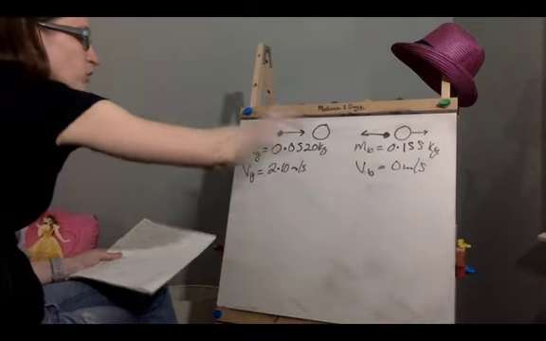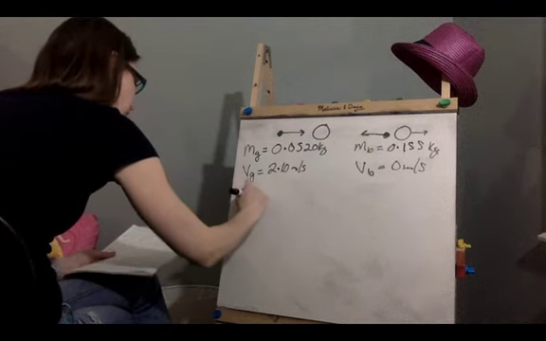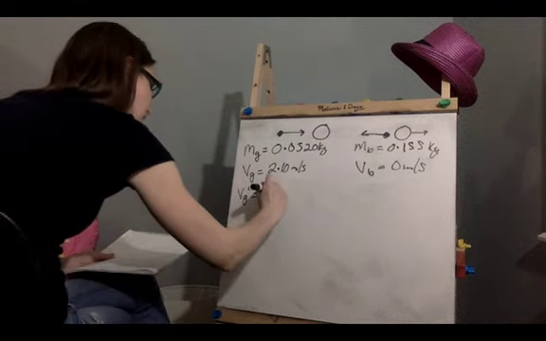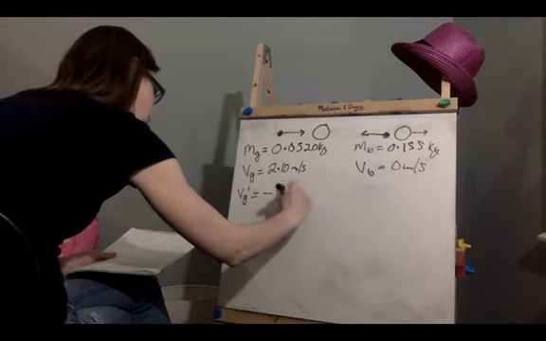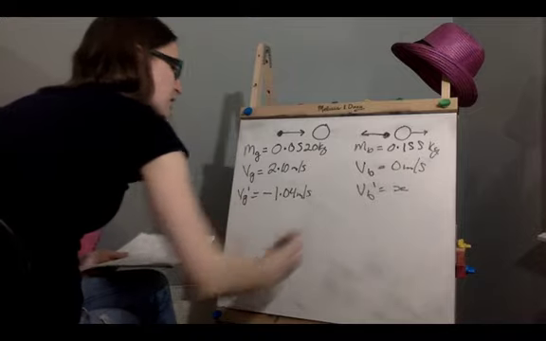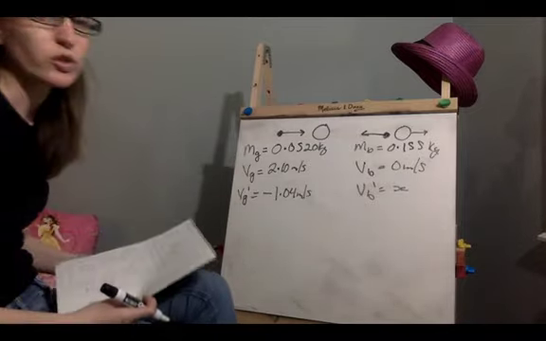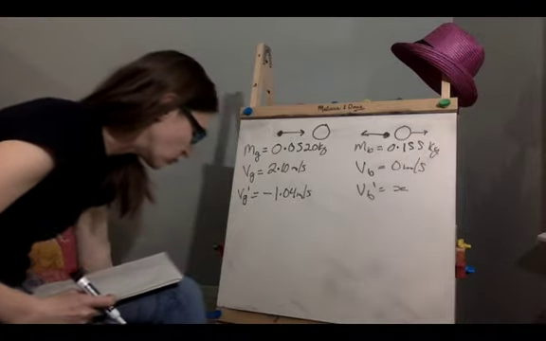We're told that it rolls directly backwards, right? So the velocity of the golf ball prime, so afterwards, is negative 1.04 meters per second, and this is what is unknown right now, right? That's the thing we don't know. So we'll start with trying to find that final velocity.